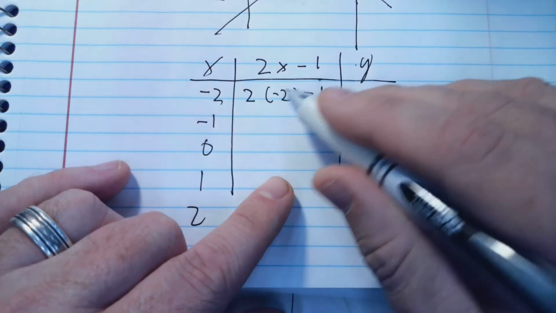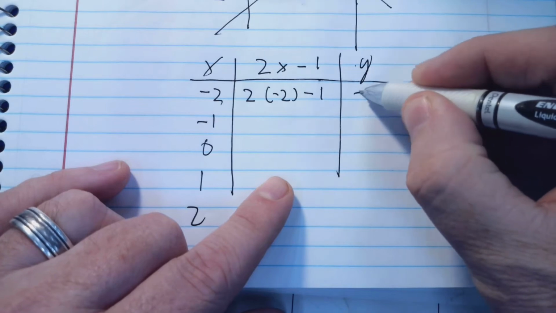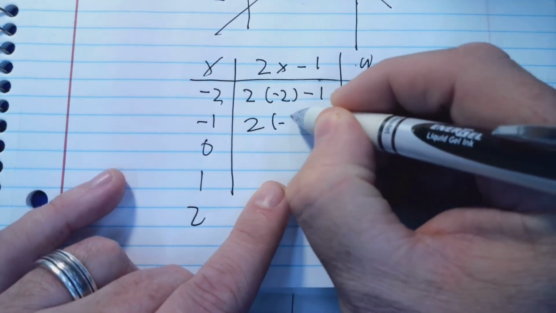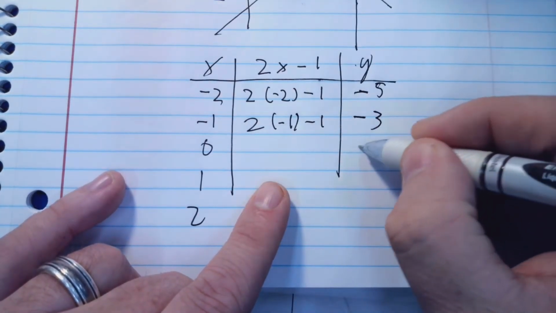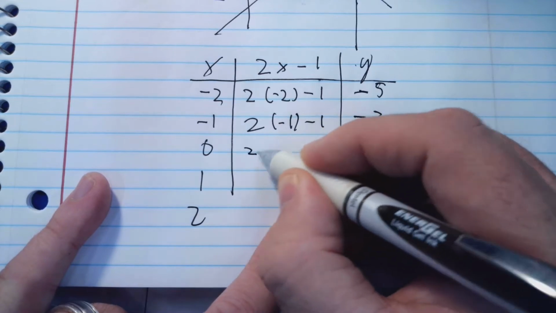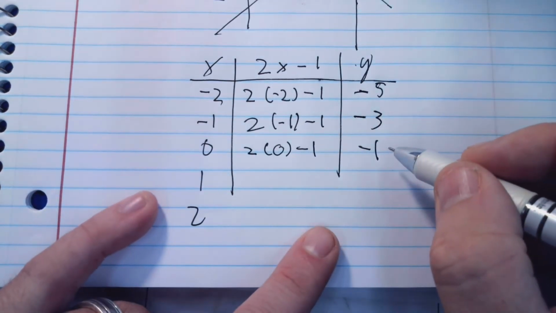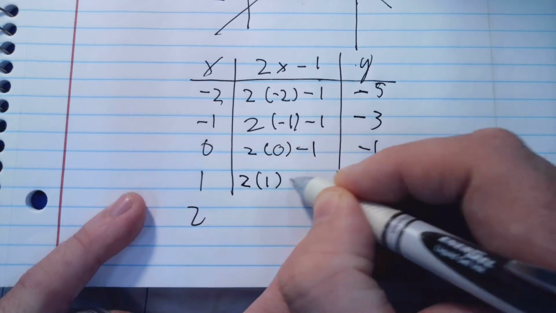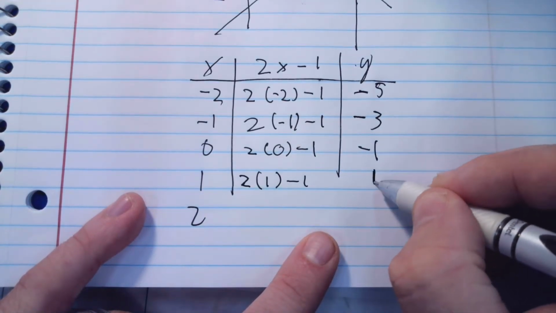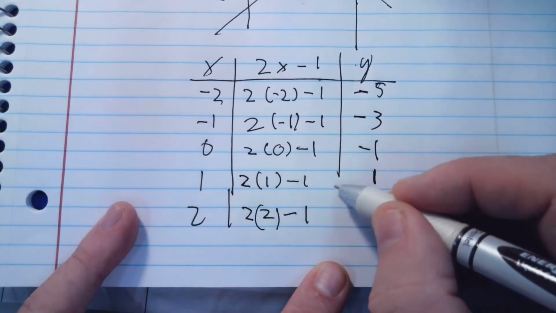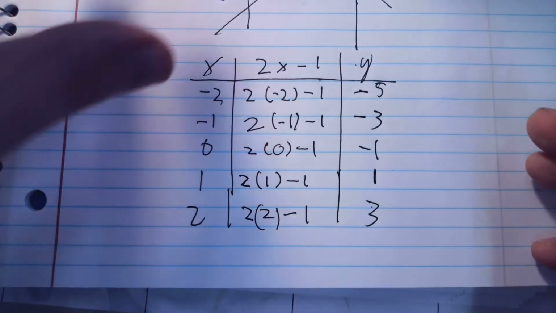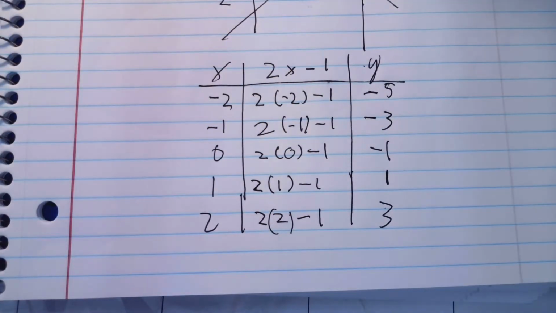This would be 2 times negative 2. This would be negative 5. This would be negative 1. We already did that one correctly. This would be... Okay. So we got all those points. Okay. That looks good.